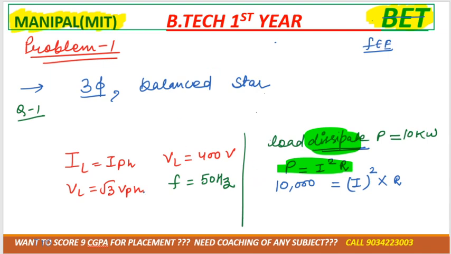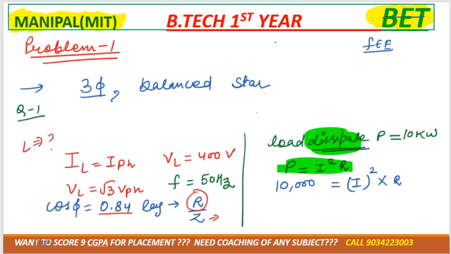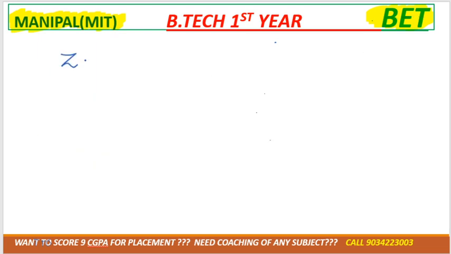Then they have said the power factor, meaning cos phi, is 0.84 lagging. As you know the formula for cos phi is R by Z, correct? So cos phi is R by Z. If we know the value of cos phi and the value of Z, can we get the value for R? Yes or no? Or vice versa? Then they are asking the per phase load inductance, meaning they are asking the L value, right? So basically we need to calculate Z.